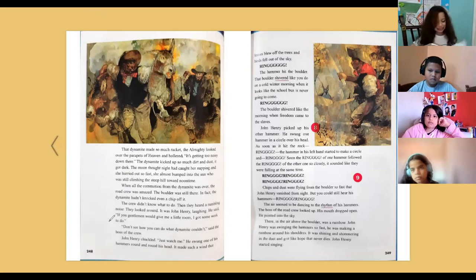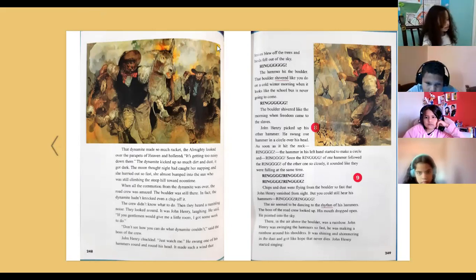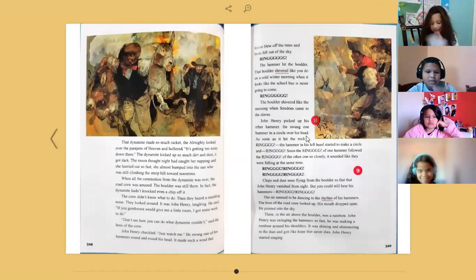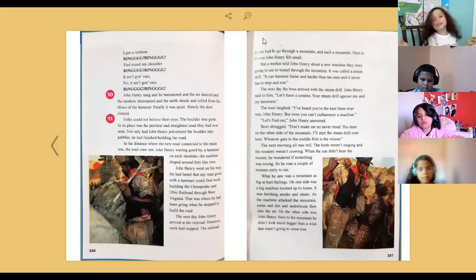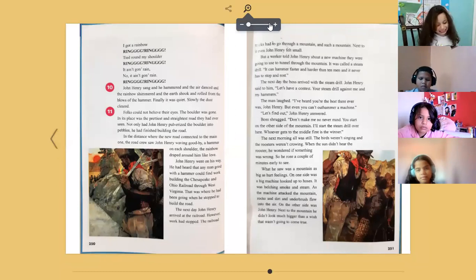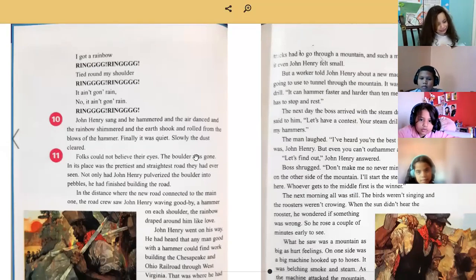Continue. Started singing. I finished the person. Okay. Why did he start singing? Because he broke up the rock, the boulder. People were amazed. How is that possible? It was something impossible. Dynamo couldn't do it. Isabella, continue. Miss, I can't see the screen. You can see it now. Yes, yeah.